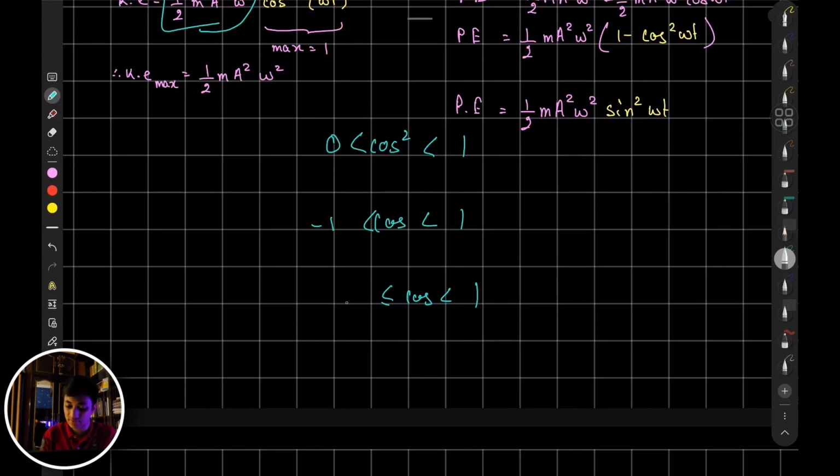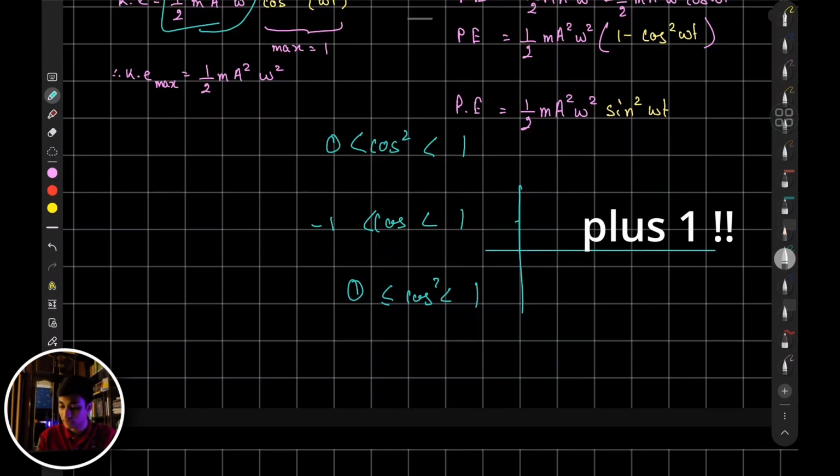Therefore, the least value is actually 0 for cos square, not -1, since if you square -1, the value you get is 1. Therefore, the least value is not 1, it's going to be 0. So the cos square varies between 0 and 1. If you want to see it on a graph, this is basically a cos graph.